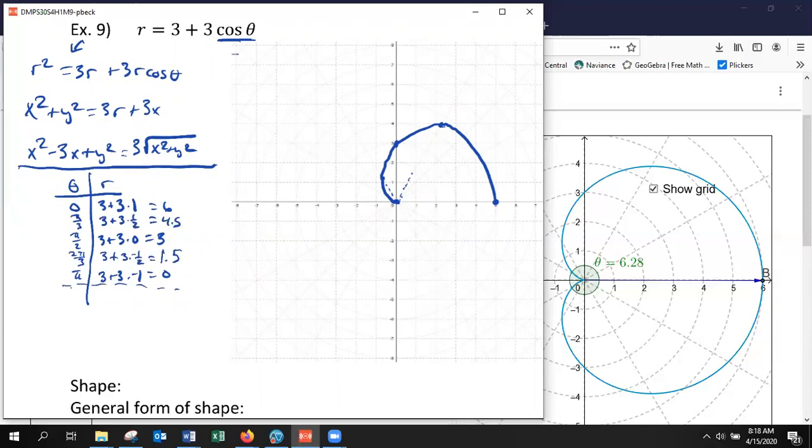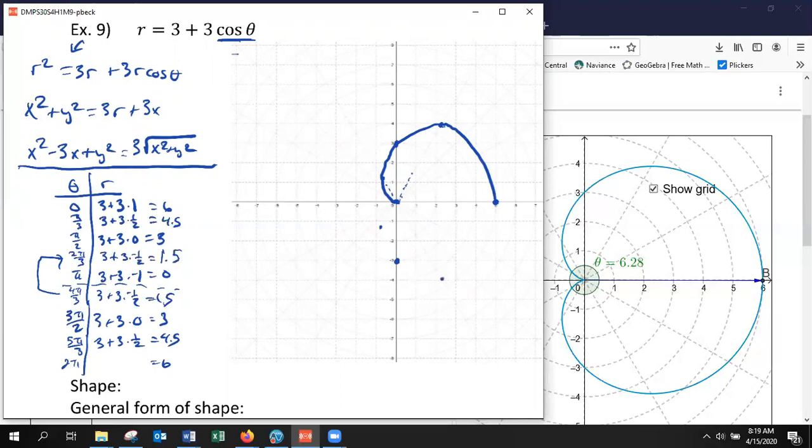If we continued on to 4 pi over 3, we are going to model what's going on with 2 pi over 3. So that'd be 3 plus 3 times negative 1/2, or 1.5. So we generate 1.5 again. If we go 3 pi over 2, we will get 3 plus 3 times 0, or just a radius of 3. If we go 5 pi over 3, this would be 3 plus 3 times positive 1/2, or 4.5. And then 2 pi will once again give us a radius of 6.